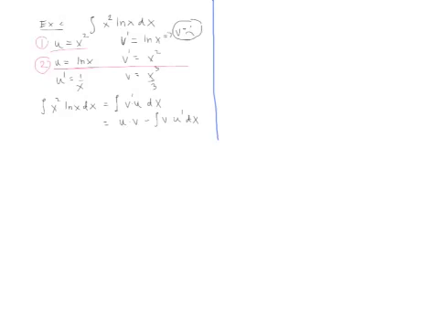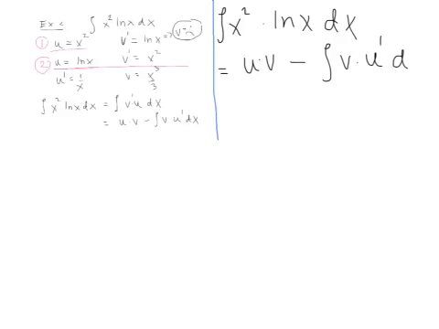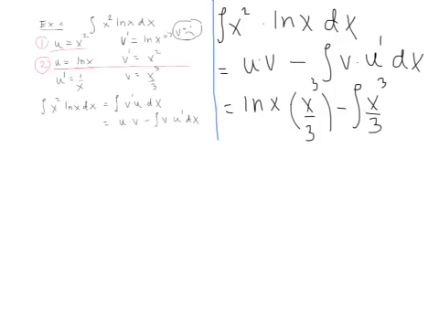Let's continue. So far we have the integral of x squared times log of x dx equals u times v minus the integral of v times u prime. Now we're going to plug in the u, v, and u prime into the formula. Your u is log of x, v is x to the third over 3, minus the integral. Your v is x to the third over 3, and your u prime is 1 over x.